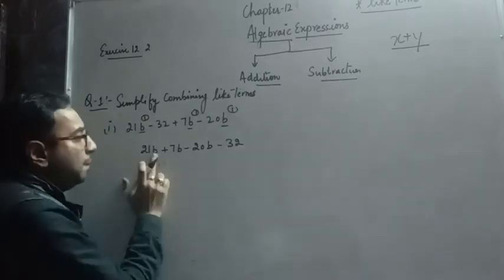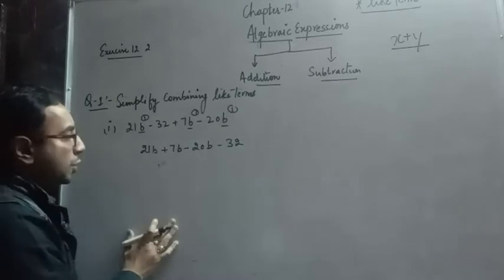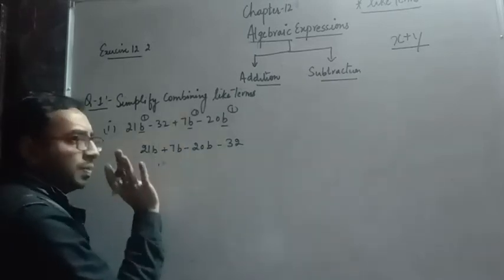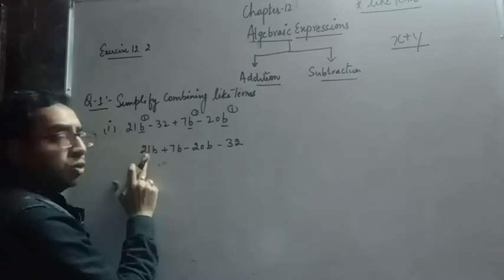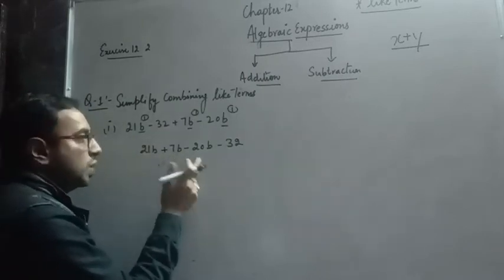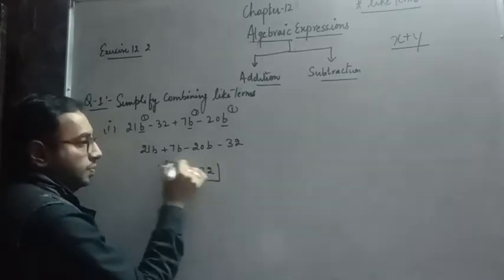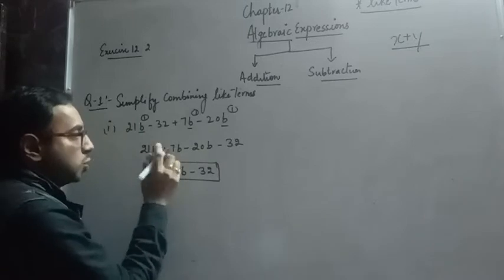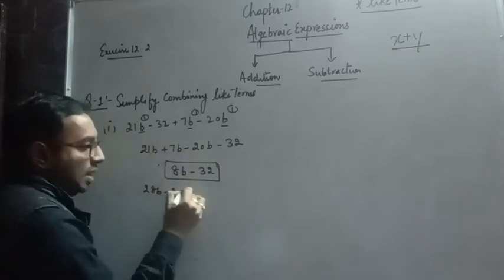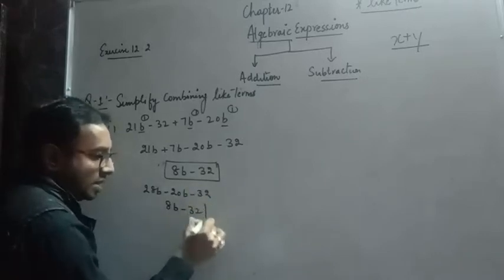Now, I can take b as a common part. I'll explain how I'm going to do it. 21 plus 7 is 28, because b is a common part, so leave it. We'll see the coefficients: 21 plus 7 is 28, 28 minus 20. So 28b minus 20b minus 32. So it is 8b minus 32 is the answer.